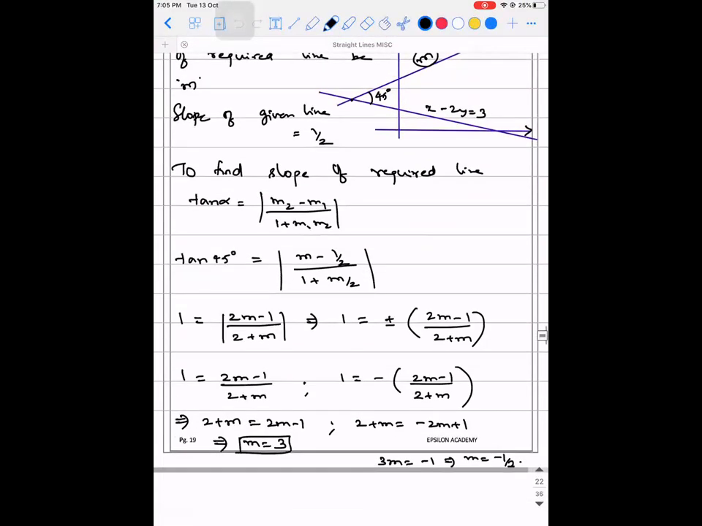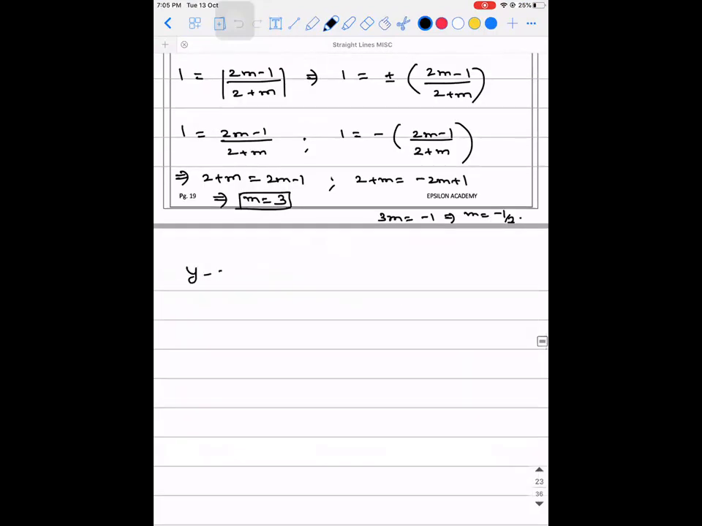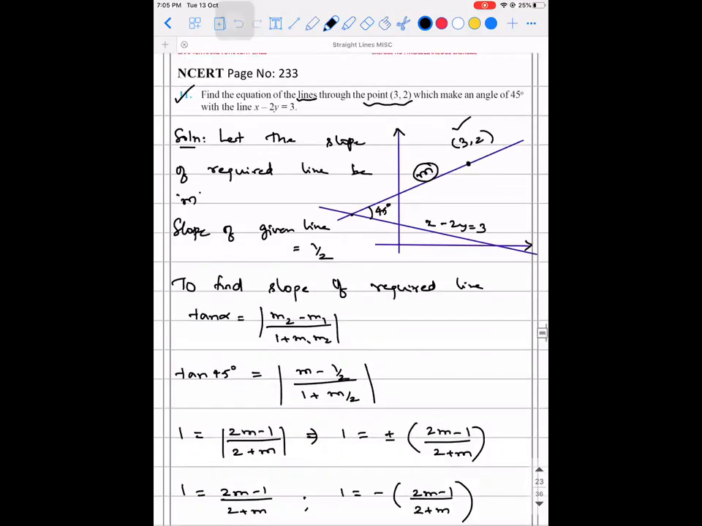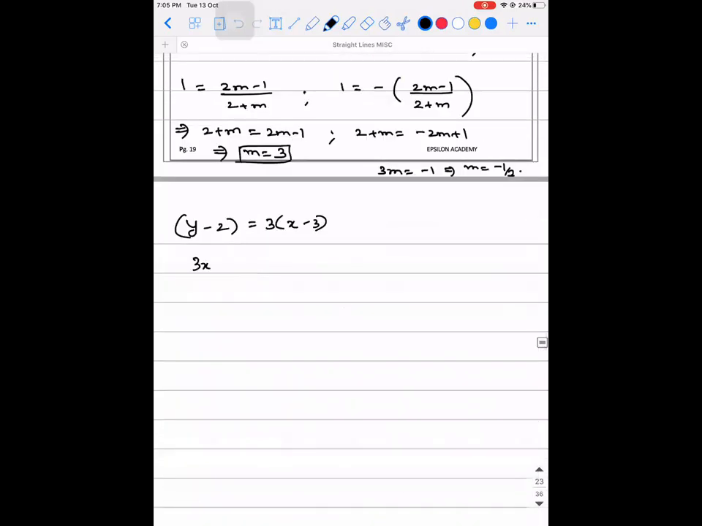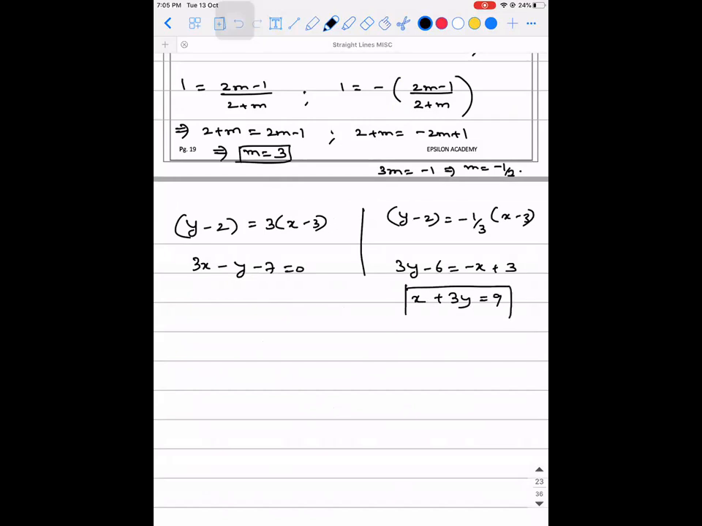So y minus y1 is equal to m into x minus x1. Okay. So 3x minus y minus 9 plus 2 is minus 7 is equal to 0. This is one of the lines. And y minus y1 is equal to m into x minus x1. So 3y minus 6 is equal to minus x plus 3. So x plus 3y is equal to 9. So these are the two lines. Check if that's right. Yes, sir. Correct.